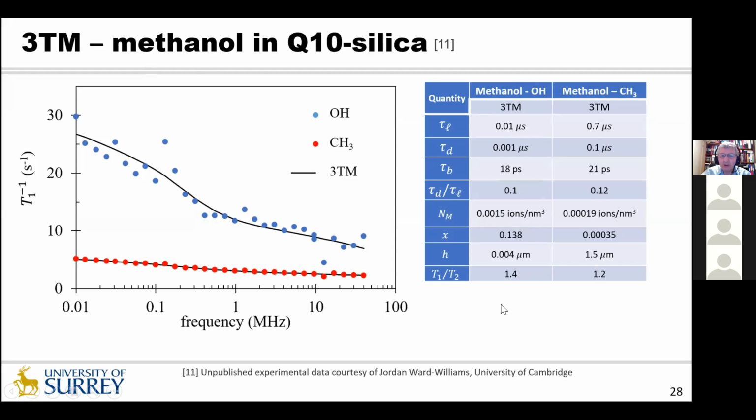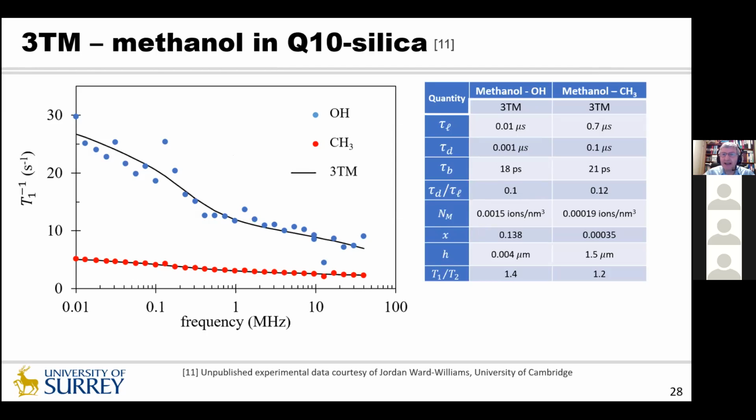And what Jordan has been able to do quite brilliantly, and as you heard a few weeks ago in his seminar, he's able to produce two dispersion curves, one associated with the protons in the OH group of the methanol, and the second associated with the H protons in the CH3 part of the methanol molecule. So that's why we have two dispersion curves here. And the solid black lines, again, are the 3 tau model fits.